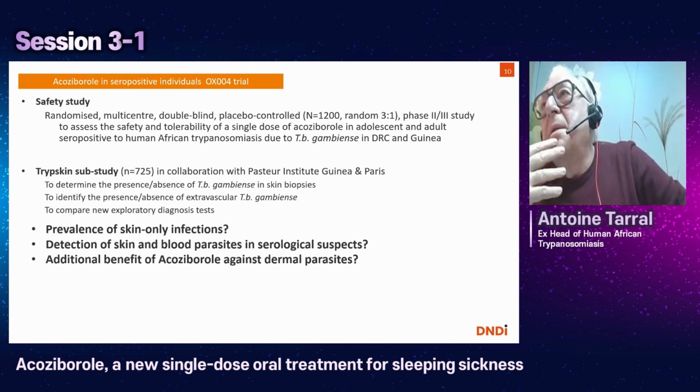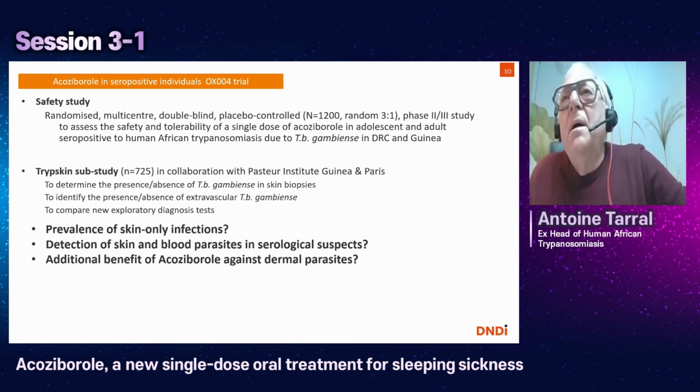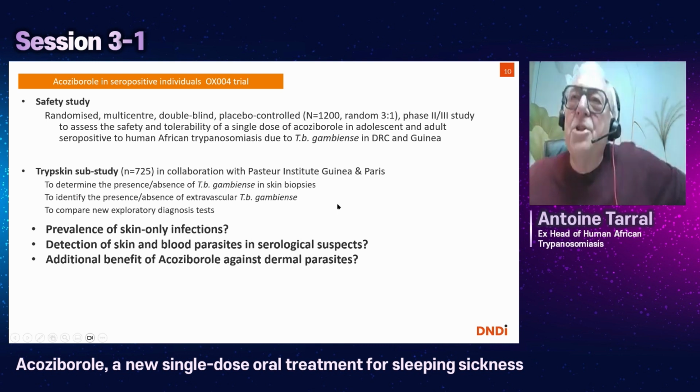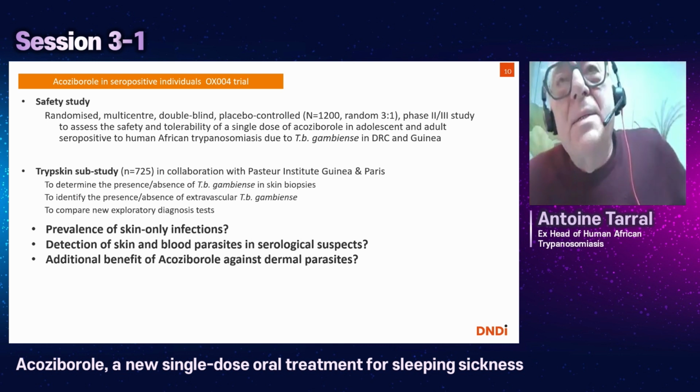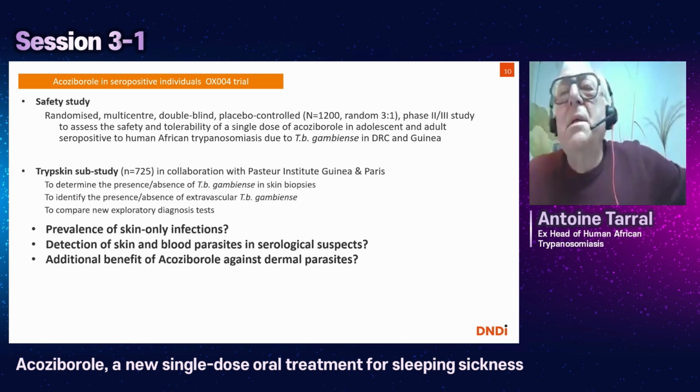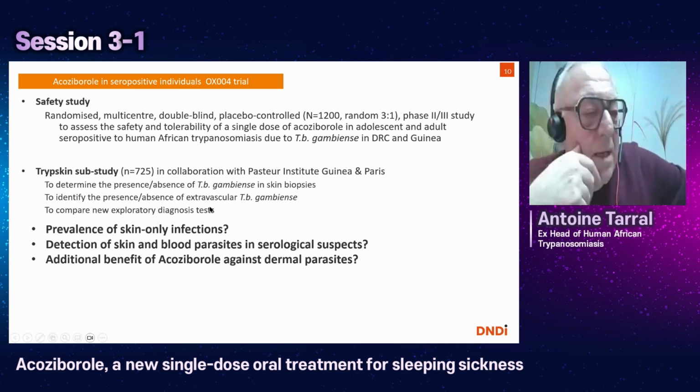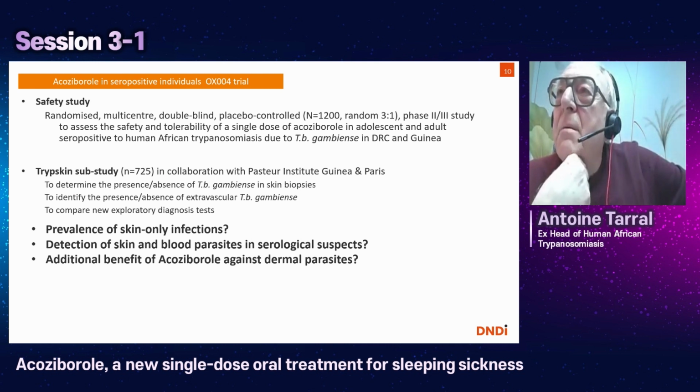That means 3 active or 1 placebo. In this study, the Institut Pasteur in Guinea and Paris has a huge impact because they do a lot of sampling to detect the parasite with a new approach of detection of the parasite in the skin by skin biopsy, and to use extravascular identification of the parasite, especially the Gambiense.